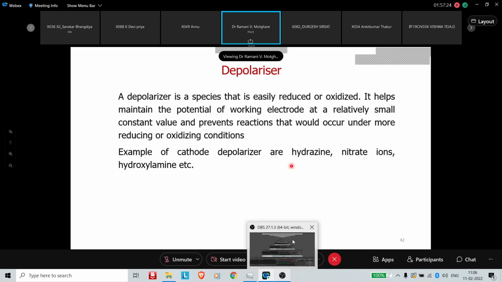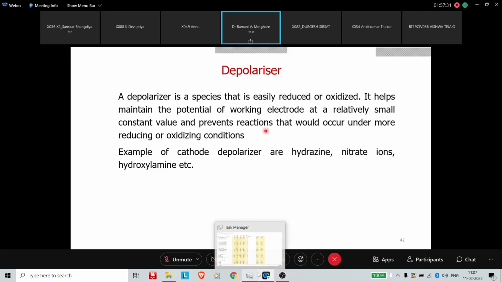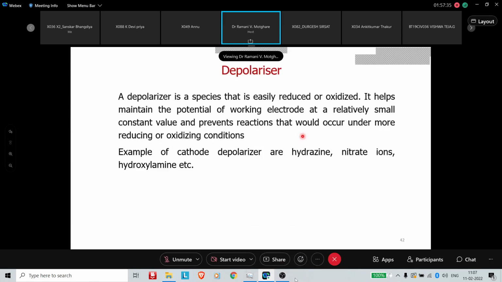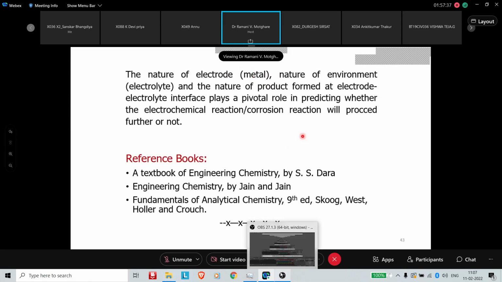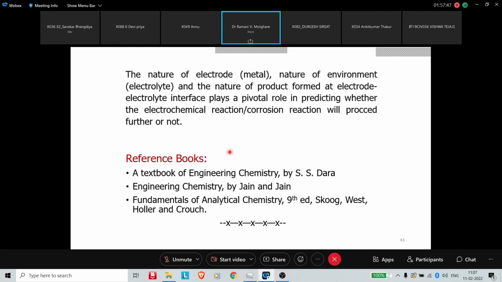A depolarizer will react in such a way that it will remove the polarized part and help in faster electrode kinetics. Compounds like hydrazine, nitrate ions, and hydroxylamine act as cathode depolarizers. But in corrosion studies, you don't need a depolarizer. You want the metal to get polarized so that the corrosion reaction will stop.